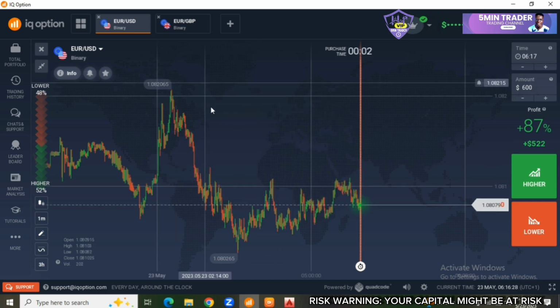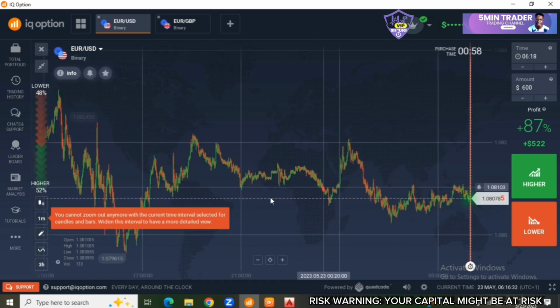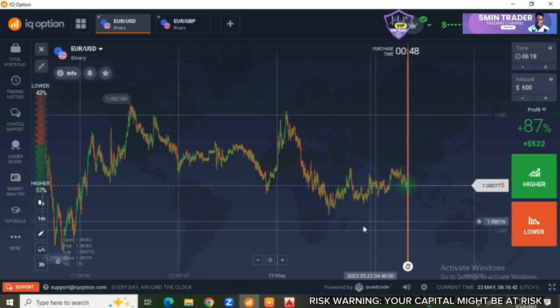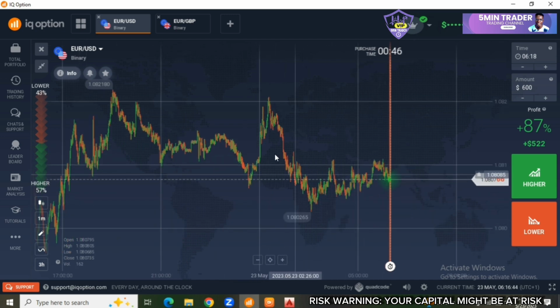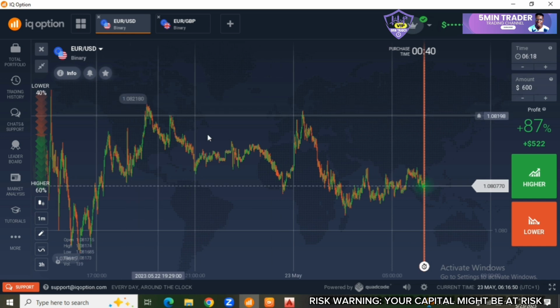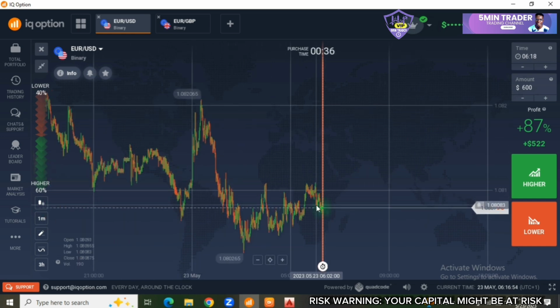So the first thing we are going to do is analyze this chart. As I can see, this looks like a downtrend because we are having lower lows over here. This is a low, this is a lower low, and this is a lower low, and we are also having lower highs. This is a high, this is a lower high, and the market is trying to create a lower high here as well.